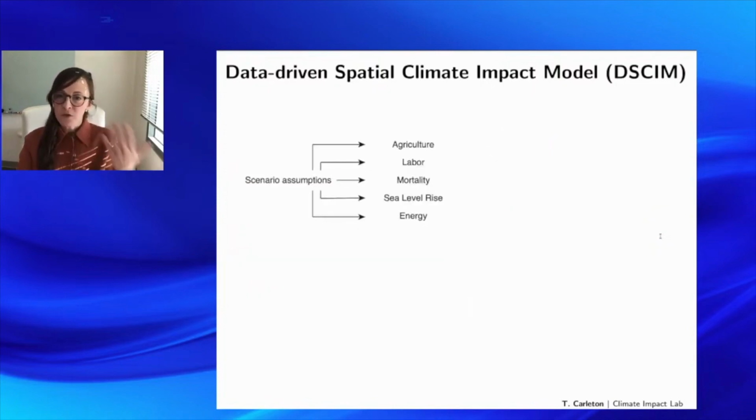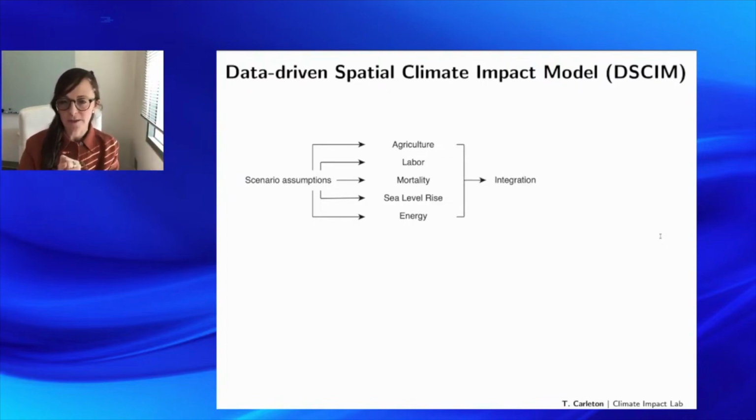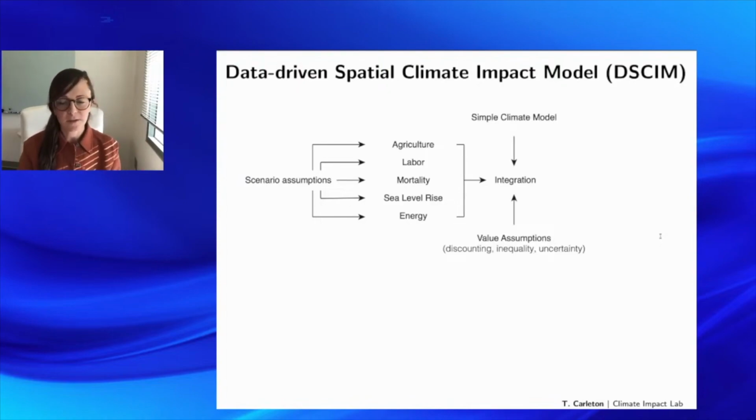Our approach to this problem, which looks different, and I think there are other valuable ways of thinking about this problem, is a bottom-up approach, which means we're going to be building estimates in a sector-by-sector fashion, first taking in scenario assumptions that come from other modeling groups about future population, income, emissions, et cetera, including some of the new probabilistic scenarios that Max pointed out in his keynote. These are the sectors we are currently tackling. Those are then integrated together along with a simple climate model and then valuation assumptions that involve discounting, inequality, and uncertainty to build an SCC.